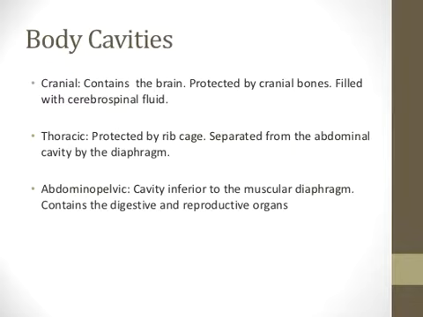Next is the thoracic cavity. This is the chest region and is protected by the rib cage. It contains the lungs and heart. It is separated from the abdominal cavity by the diaphragm. Last is the abdominopelvic cavity, or your stomach. This is the cavity inferior, or below, the diaphragm. This cavity contains the digestive and reproductive organs.